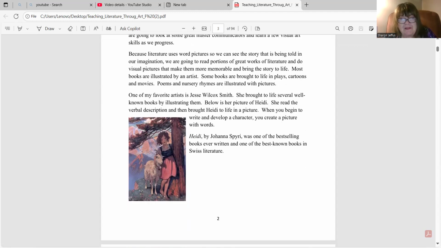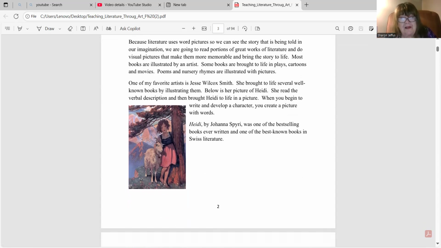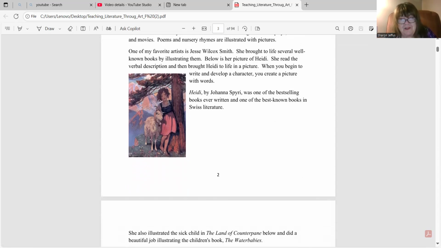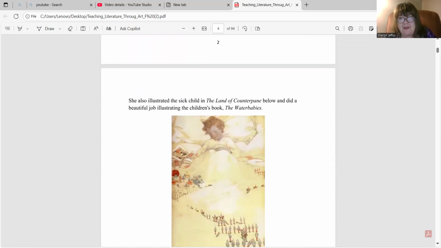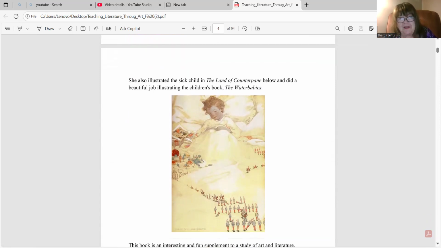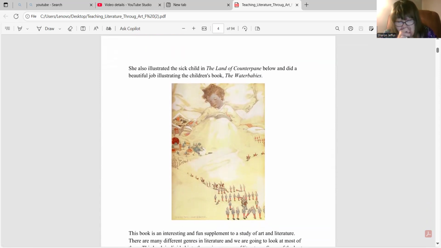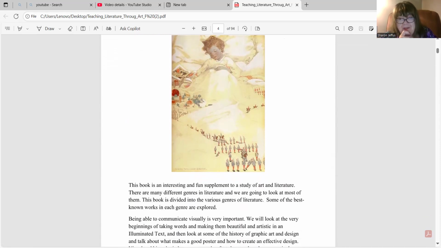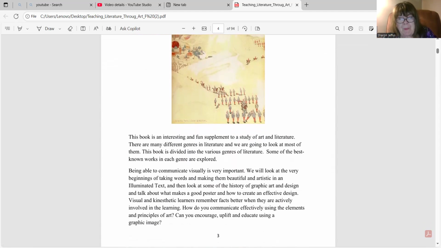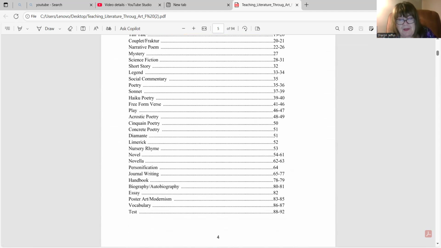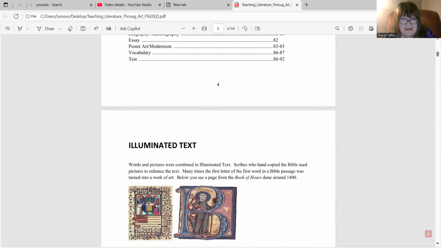One of my favorite artists is Jessie Wilcox Smith, who brought Heidi and many things in literature to life. She was an illustrator, and I love it that she used mixed media, which is a wonderful thing to use. Here's one of her pictures, and she certainly captured a young person that's very sick and what they're going to do. So I hope this is a fun supplement. And again, just giving you guys ideas.